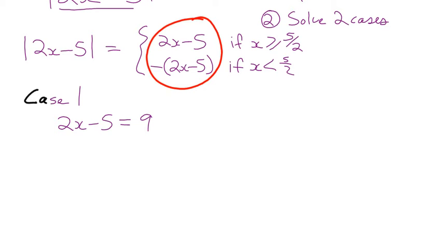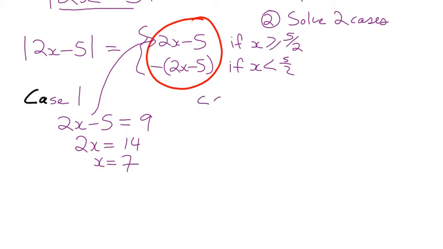Which solves pretty easily, right? So 2x is equal to 14. And x is equal to 7. Now, since case 1 says it is true if x is greater than or equal to 5 halves, or 2.5, and 7 is greater than or equal to 5 halves, then this should be a solution. But despite this, we're going to check all of our solutions, right? So we're going to verify every answer we come up with to make sure that it's true. So first, we've done case 1. Now we're going to do case 2.